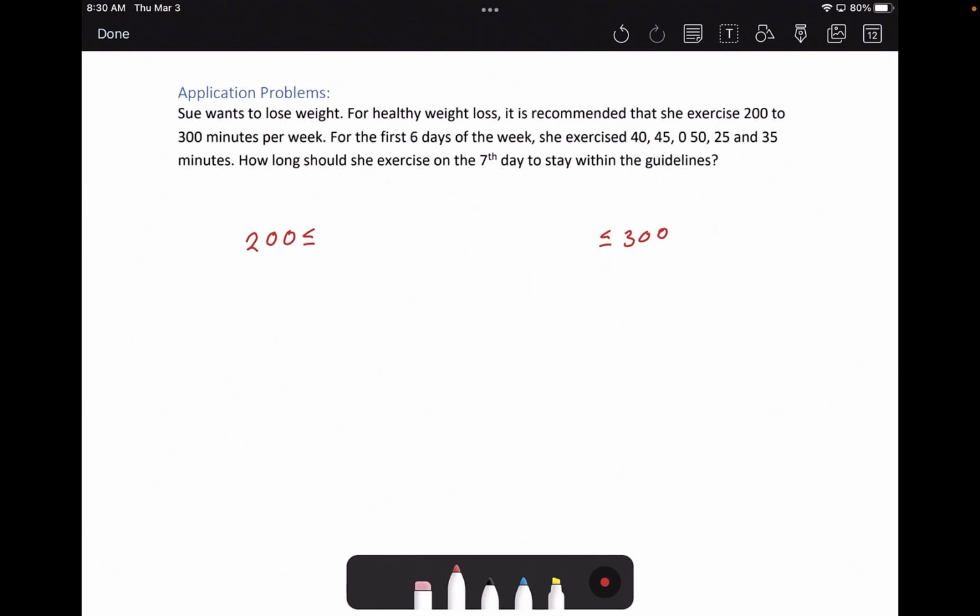6 days of the week, she exercised 40 plus 45 plus 0 plus 50 plus 25 plus 35. And on the 7th day, we don't know. We'll call it X. Simplify. Combine like terms in the middle. 200 is less than or equal to 195 plus X, which is less than or equal to 300.